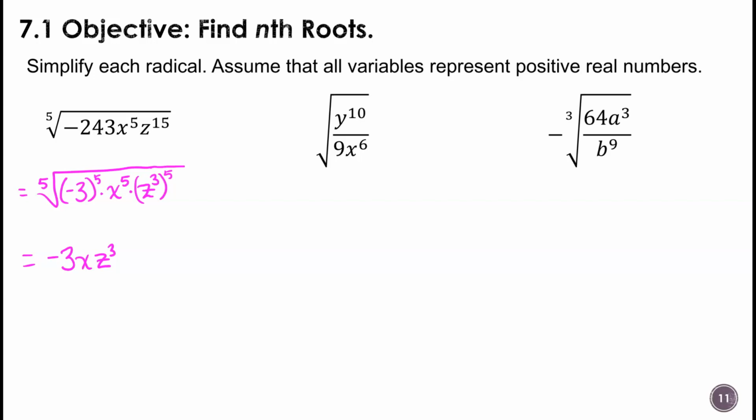And the next one's a square root. So I'm going to basically divide 10 by 2. I know the square root of 9. And then that's going to be x cubed to the second power because this is a square root. So it will be y to the fifth over 3x cubed.